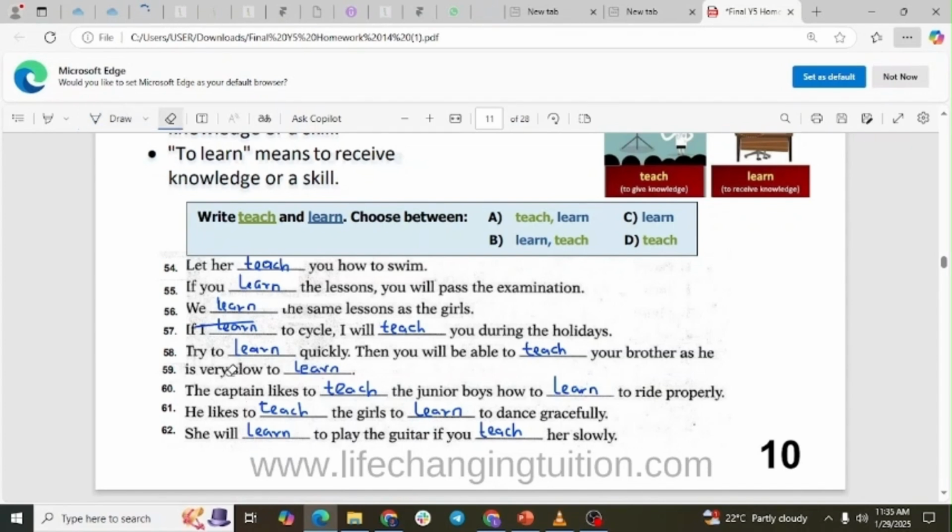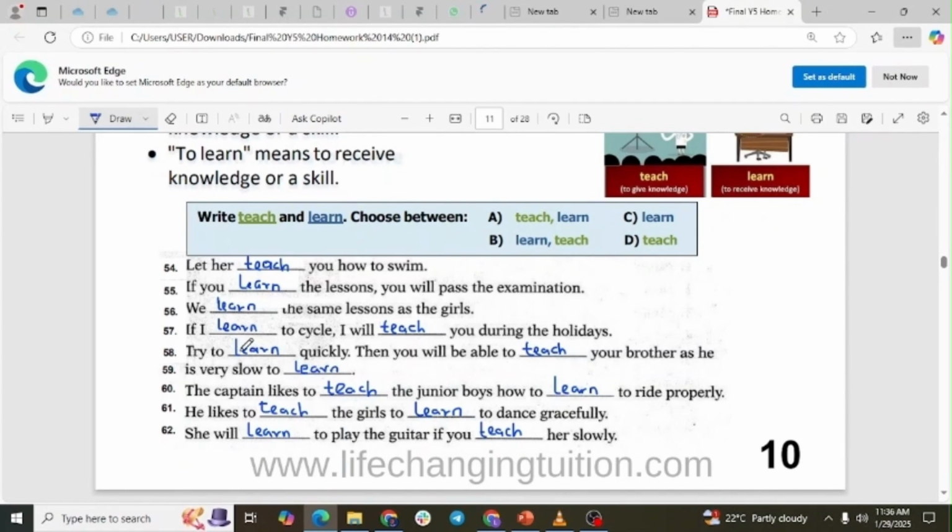Learn is used in the first blank to indicate acquiring the skill of cycling, while teach is used in the second blank as it refers to instructing someone else. Question 58. Try to blank quickly. Then you will be able to blank your brother as he. Correct answer. B. Learn, teach.